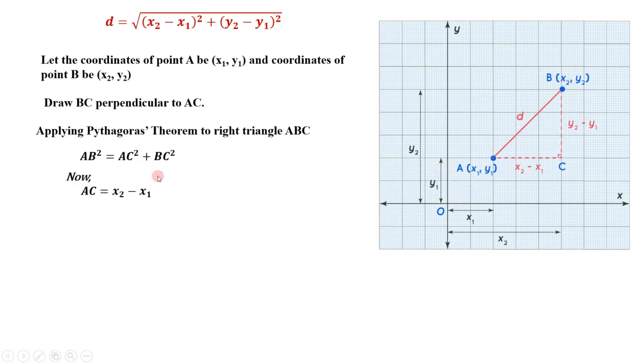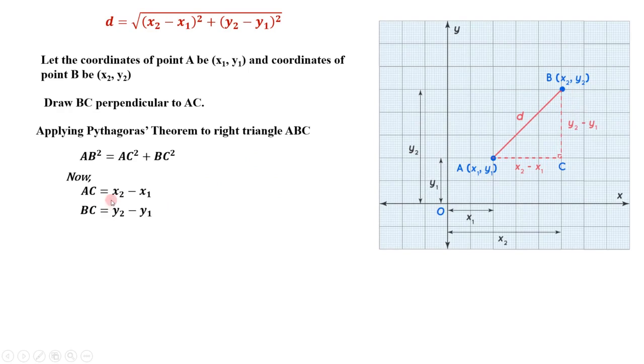Now let us find what AC will be equal to. This AC will be equal to x1 taken away from x2, which means if we take this x1 away from x2, we'll have this much part, which is equal to AC. Similarly, what will BC be equal to? It will be equal to y1 taken away from y2, which means if we take this y1 away from y2, we'll get this very part, which is equal to BC.